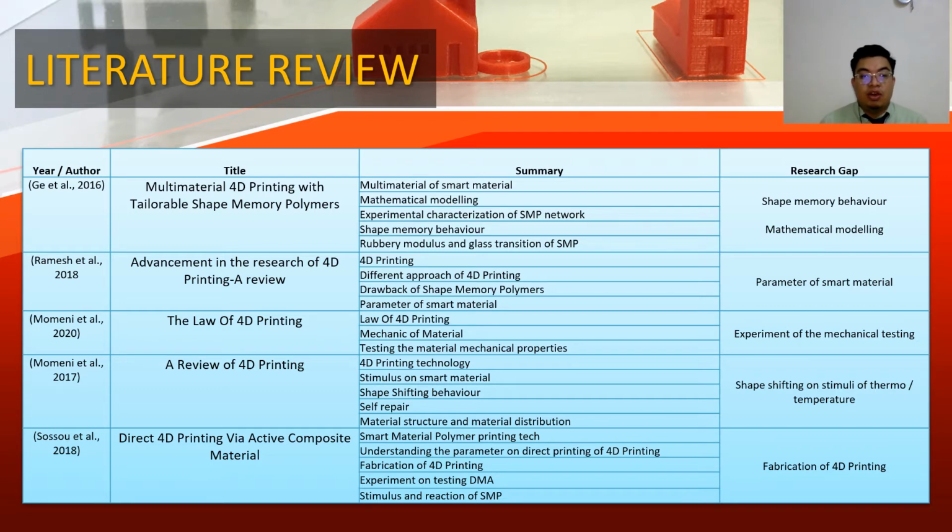As you can see, on the first journal, I only take the shape memory behavior and also mathematical modeling that I have read by Ge in 2016. But on the journal on advancement in the research of 4D printing review, I take the parameter of the smart material point as my research gap. And on the law of 4D printing, I take the experiment of the mechanical testing. The third is the shape shifting on the stimuli of thermo or temperature.